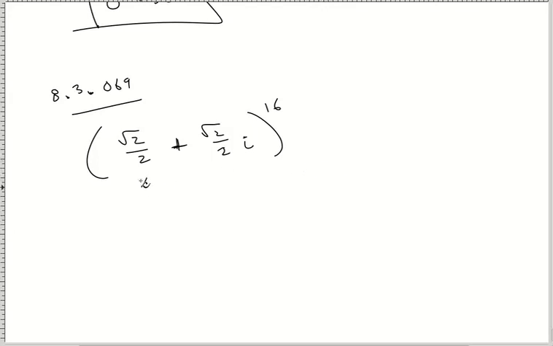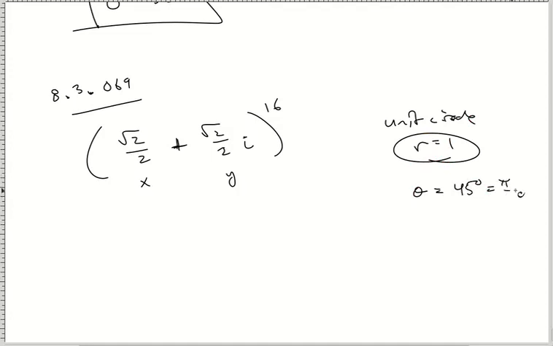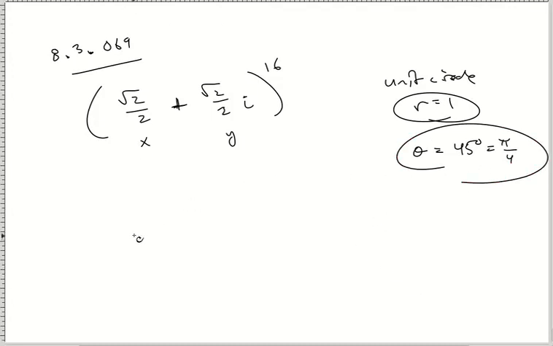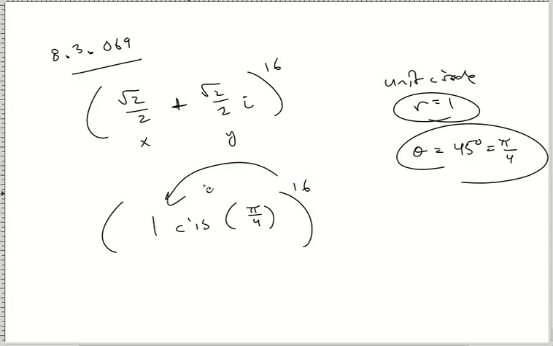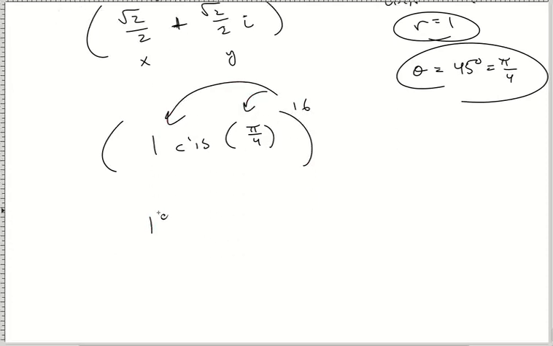This is kind of interesting because this is your x and y, and this is actually on the unit circle. If it's on the unit circle, do you know something? Your r automatically is a 1. Your angle would then be 45 degrees, or again, pi over 4. That's good to know. So I'm going to rewrite this now as 1 CIS pi over 4, all to the 16th power. Again, distribute, they both get it, basically. So 1 to the 16th, which is just going to be a 1, CIS of 16 pi over 4. Obviously, that's going to simplify down a little bit.